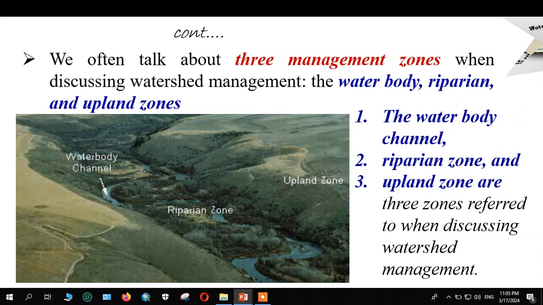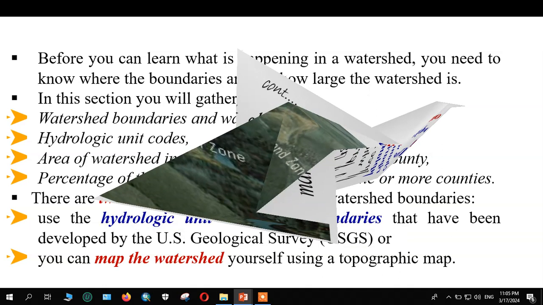Therefore, we often talk about three management zones when discussing watershed management. The first one, the water body channel. Yes, the water body channel. This is the first zone. The second is riparian zones, and the last is upland zones. Zones for watershed management.